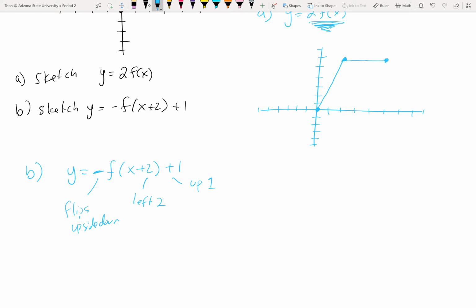Function transformations follow the order of operations like regular numbers. In other words, we have to do multiplying and dividing first before we do adding and subtracting. The up 1 is done through addition. The left 2 is done through addition. The flip upside down is done through multiplication. So we have to do the flip first before we do the left and right motions. Let's see what the solution looks like.